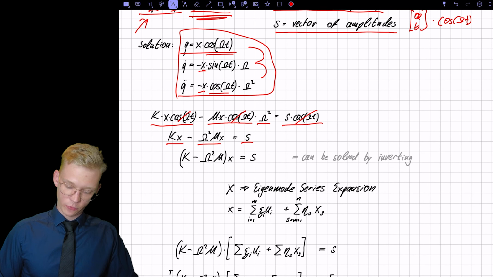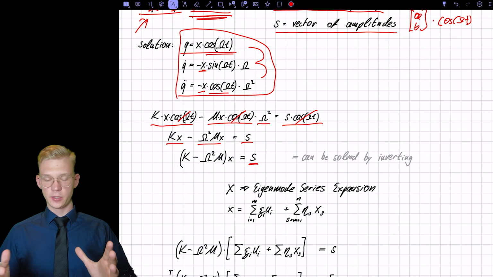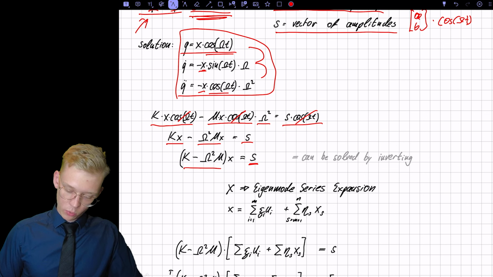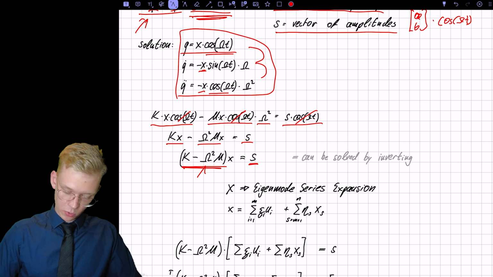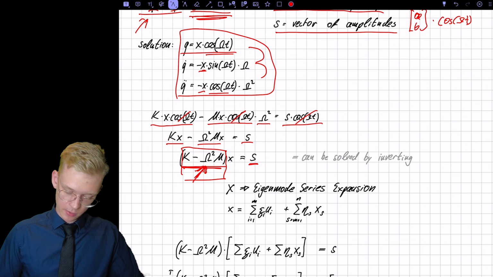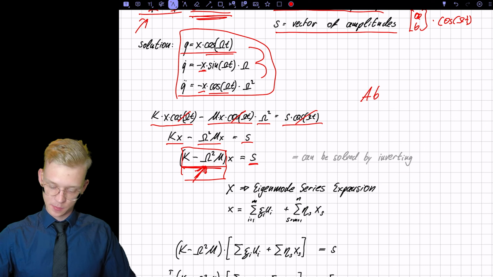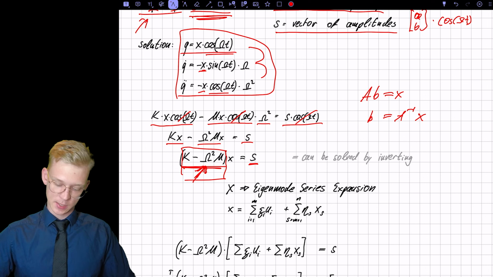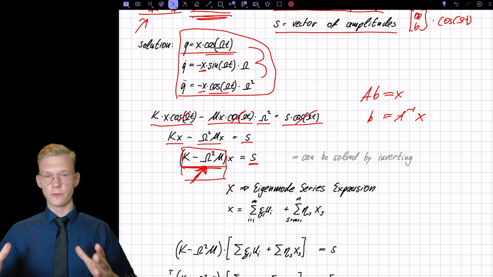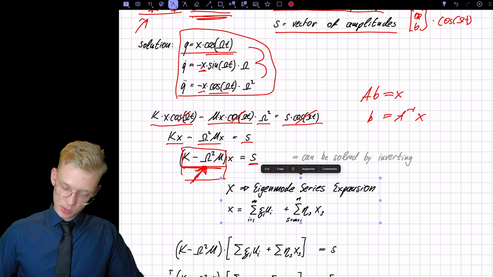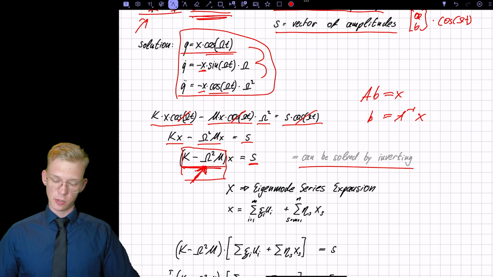So now, if we know the amplitude of our excitation vector and we know those matrices, we also know the omega, we can solve this system because this is a fixed matrix. There is no variable. There's just a matrix equation A times x is equal to b, and we can get x by just pre-multiplying A to the power of minus 1 times b, because this matrix is invertible. So again, this can be solved by inverting.